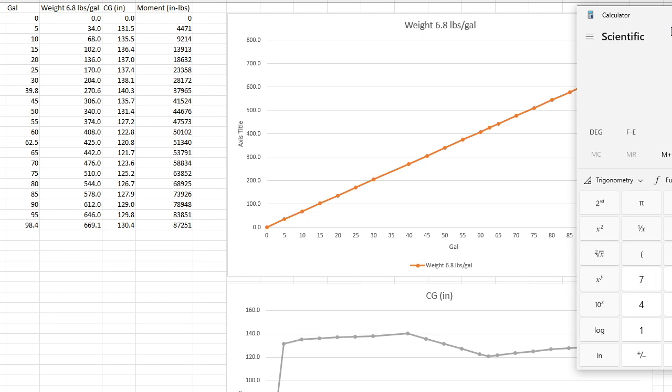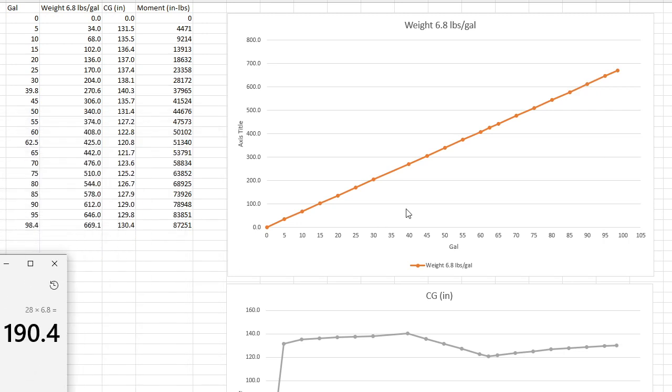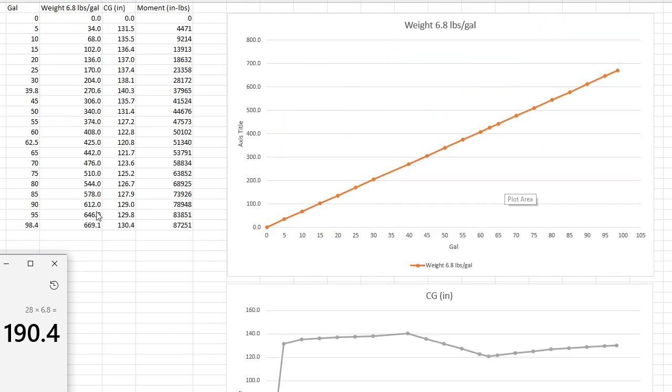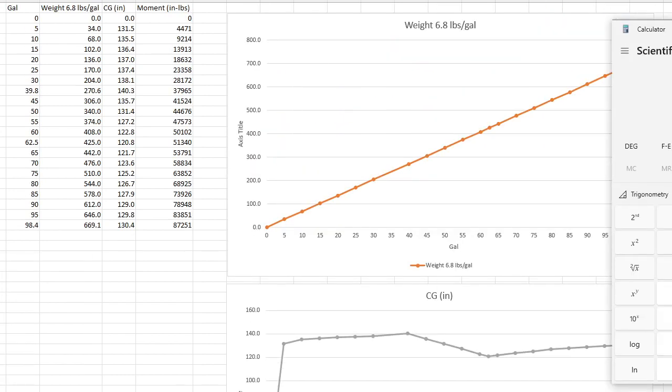Now again, because this is linear and we know it's 6.8 pounds per gallon, all we could have done is just 28 times 6.8 and we get the same answer. But we can apply the same principle to all the other. Oh man, that was off screen, wasn't it? You idiot.